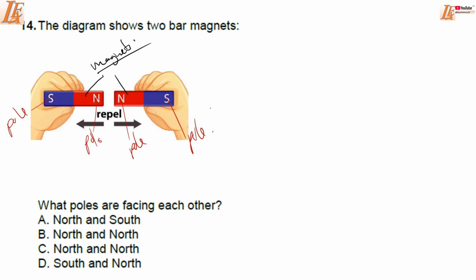Like the first magnet here has north pole, which is labeled N, and south pole labeled S. The second one also has north pole and south pole. Now the question is, what poles are facing each other? What is the name of the poles facing each other? So in this case, for us to have a repulsion, you can see the two poles are close and there's a repulsion.